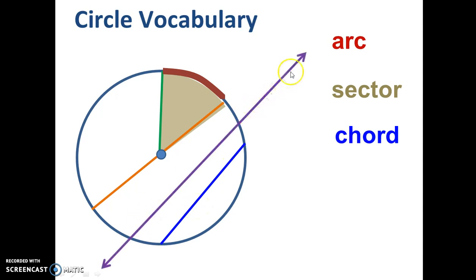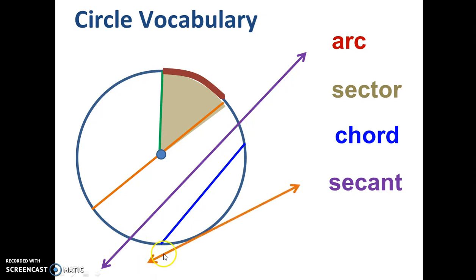Then we have lines like this. Notice this is different. They have arrows now. That means they go forever. This one does not go forever, the chord, but this purple one does. That one there is called a secant. It passes through the circle at 2 points.